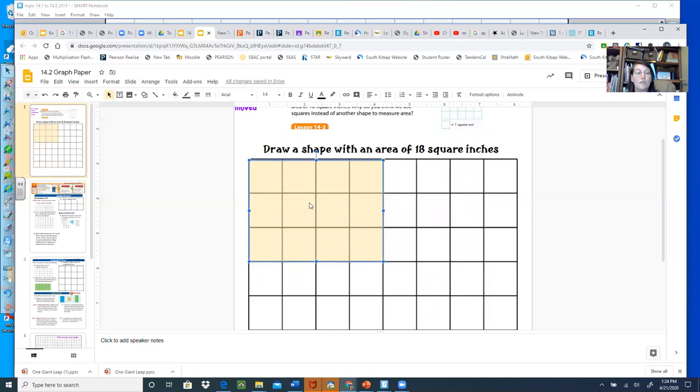and then Control C, Control V, and then bring something over and do something like that. Let's see what we've got now. So here was 12, 13, 14, 15, 16, 17, 18. Oh, that's too big. So I could do something like that, and I have a shape that has an area of 18 square inches. So you can experiment and you can play with this and you can come up with your own shape that has an area of 18 square inches.